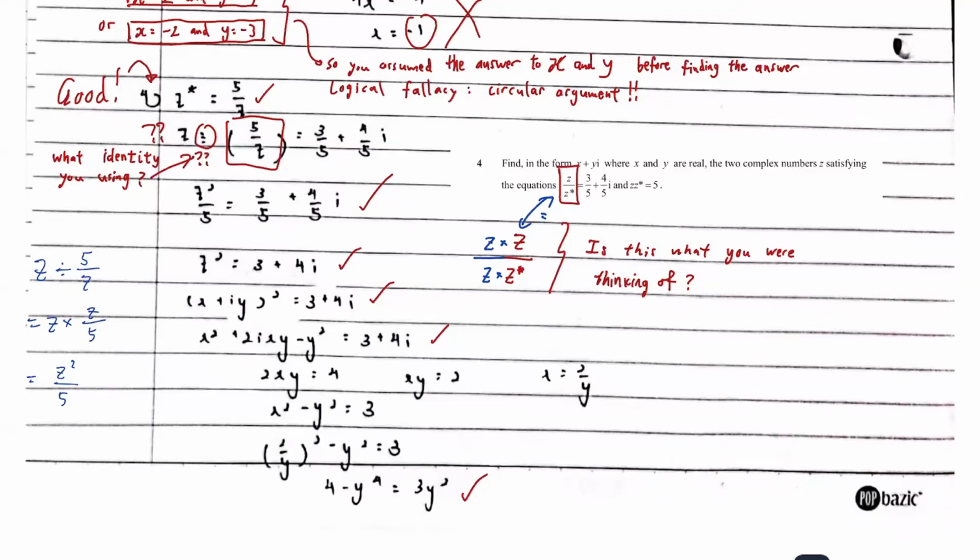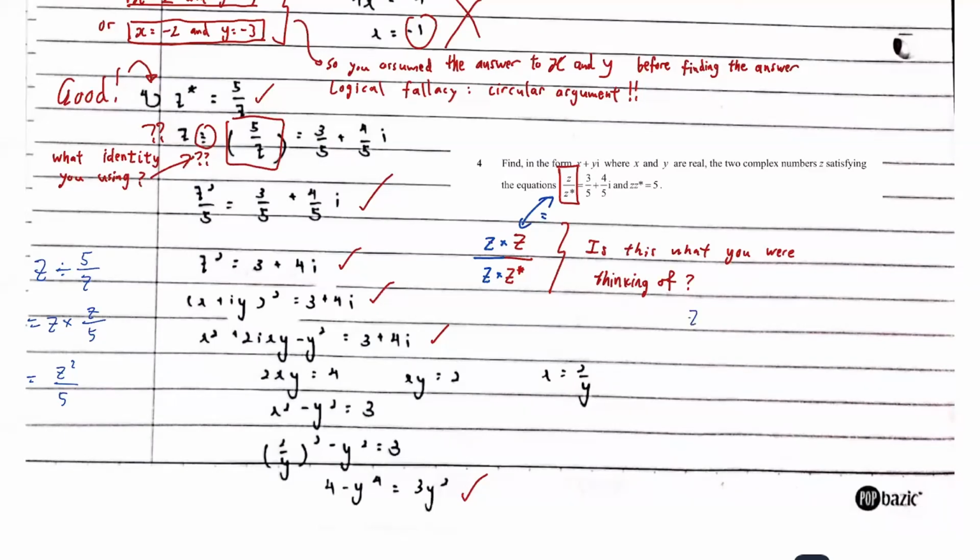Let me think a bit. How do you calculate Z? What is Z? Can you tell me? It's x plus iy. Okay. Oh, I understand now. Okay, I understand now. Right, I get it. I get what you're saying.